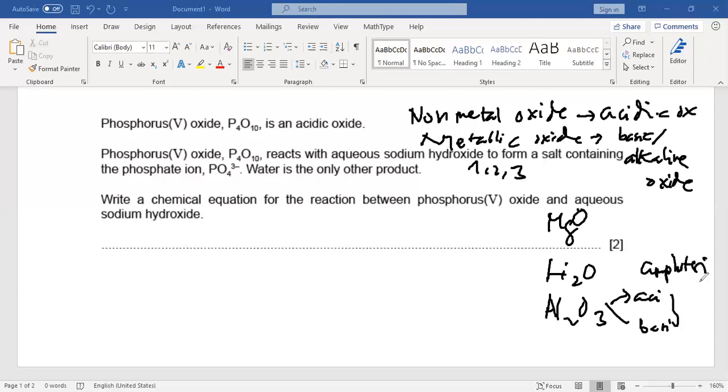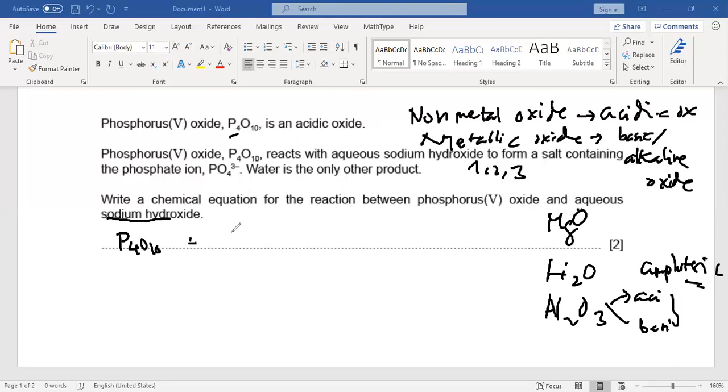All right. So because P is in group 5, you will have a non-metallic oxide, which is actually acidic. Then it will give you PO4 3 minus. All right. So write the chemical equation for the reaction between phosphorus oxide and aqueous sodium hydroxide. What you need to write is actually P4O10.